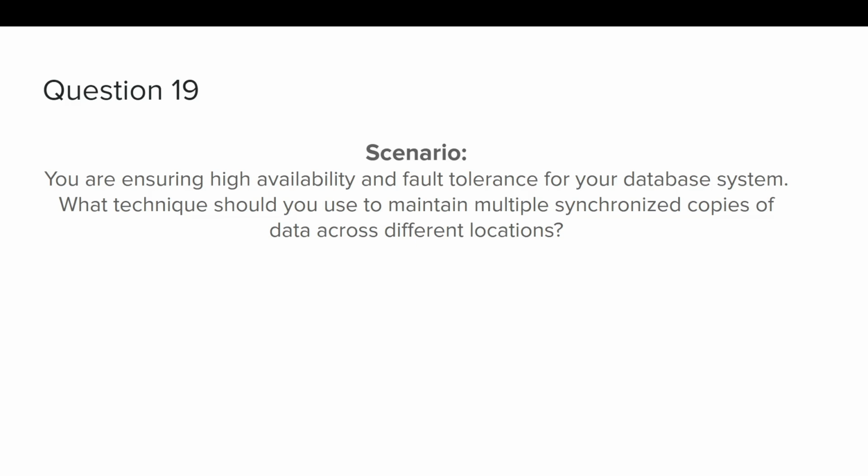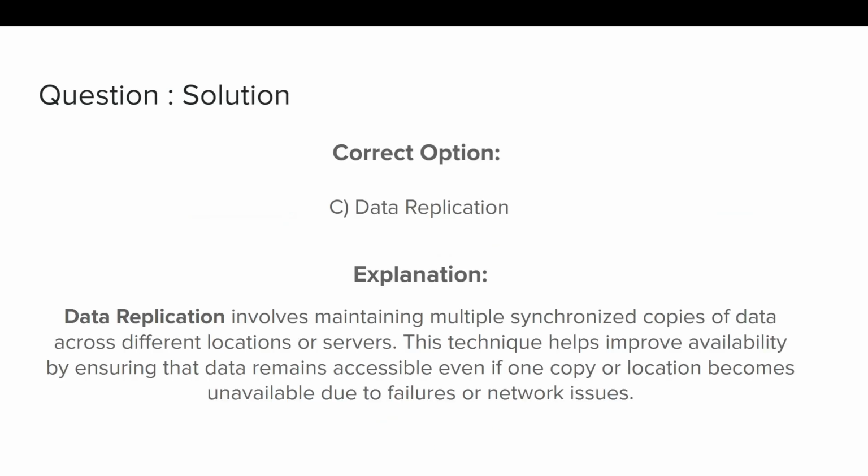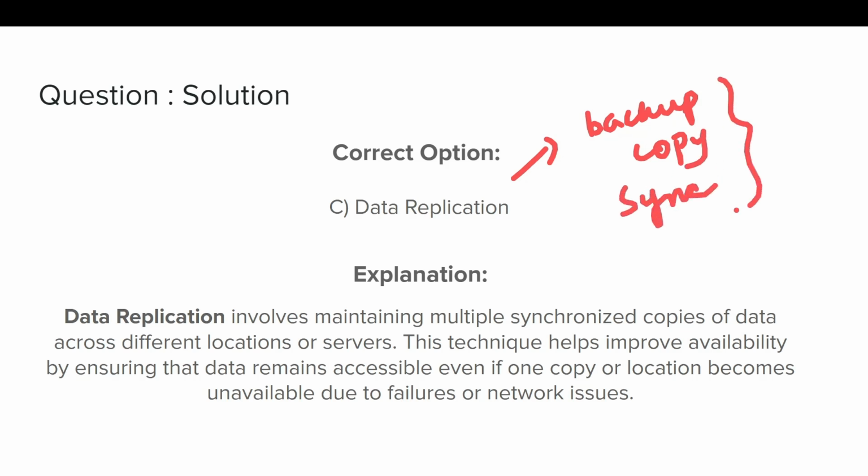Moving on to the next one, you are ensuring high availability and fault tolerance. What technique should you use to maintain multiple synchronized copies of data across different locations? We already talked about this. Multiple synchronized copies is the main clue over here, and that is database replication, where it is not just to have a backup, it is not just to have a copy, but to also synchronize the data to ensure consistency so that none of the servers have out of sync or stale data. So that is the main point.